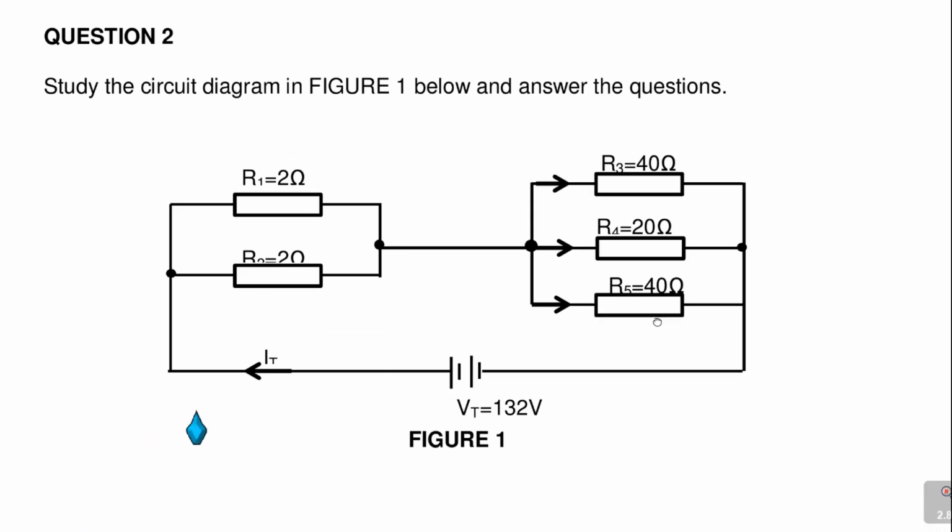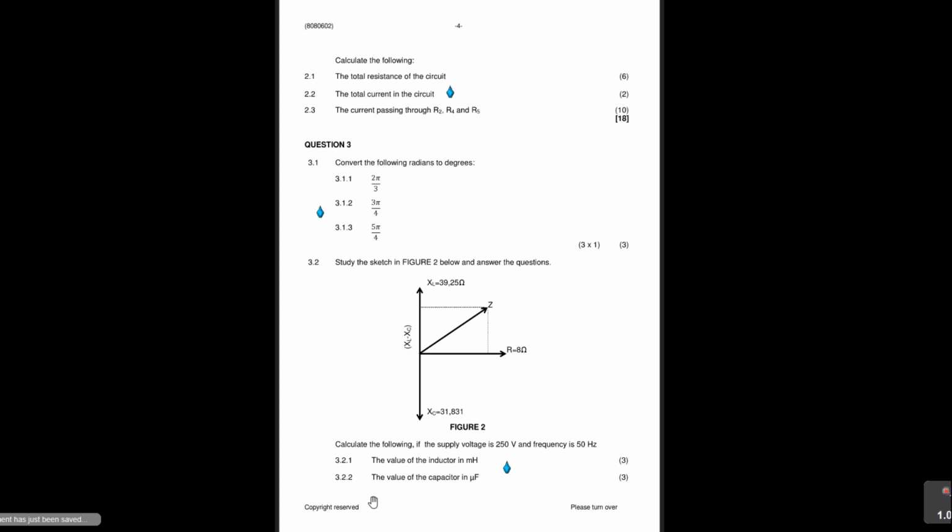It also says study the circuit diagram in figure 1 below and answer the questions. There is the circuit diagram. So they gave us, I think this is R1, R2, this must be 2 ohms, okay? R3 is 40, 20, 40. And then we've got a total voltage of 132. That's that. So what's the question saying?